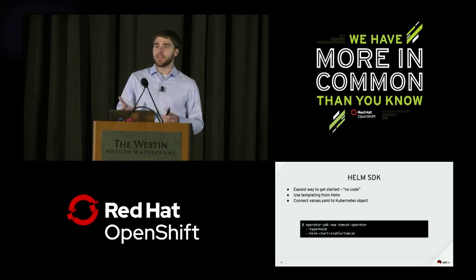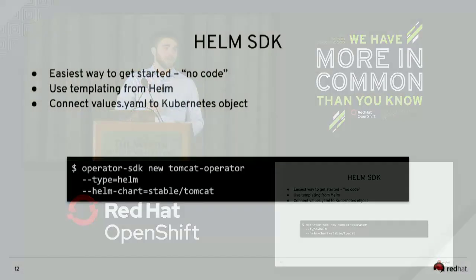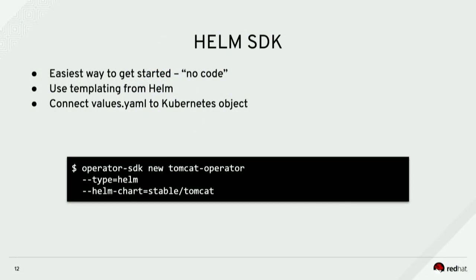Now, what that looks like is you have a custom object that your operator is listening for. So in this case, we're going to make a Tomcat operator. And so we're going to auto pick up that Tomcat name, and that's going to be our new object. And what you can do is you have a values.yaml file, if you're familiar with Helm, that goes in, and those are all your tunables for your chart.